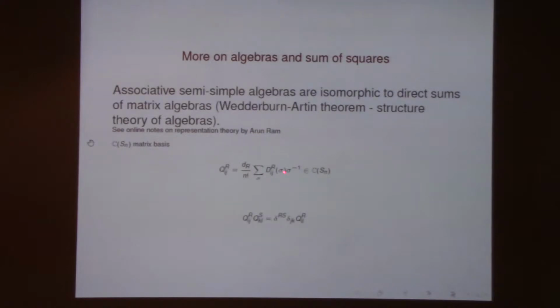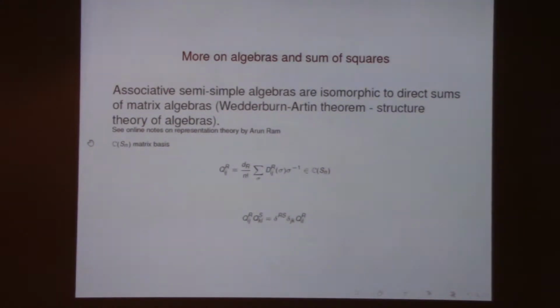You can explicitly build something in the group algebra just using the matrix elements of sigma in some representation in an orthogonal basis ij. You can build a linear combination of permutations which multiplies like matrices multiply. If you have an elementary matrix with 1 in the ij slot and an elementary matrix with 1 in the kl slot, it multiplies like this: delta jk and then qil. This matrix structure of multiplication is what is responsible for the sum of squares. And this is called the Wedderburn-Artin structure theorem for these algebras.